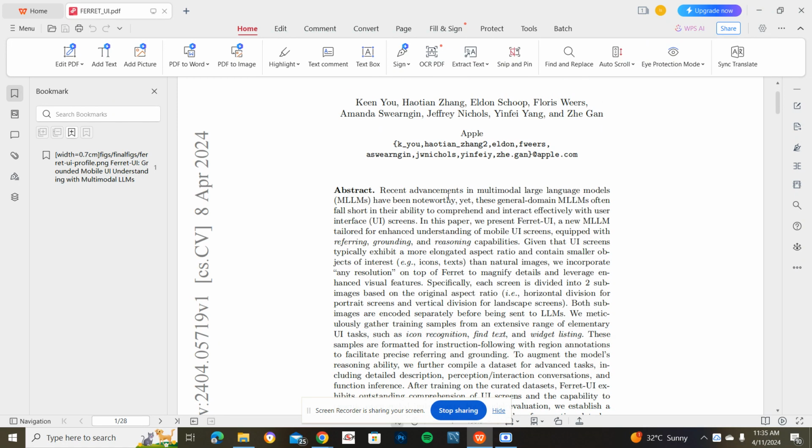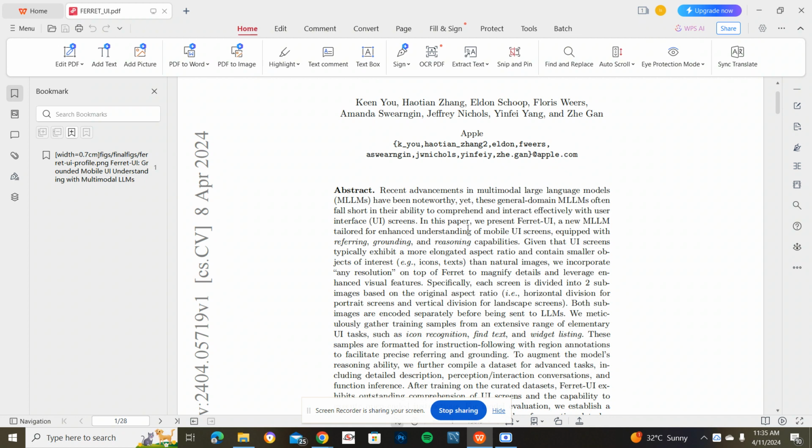Abstract: recent advancements in multimodal large language models have been noteworthy. Like the general domains may fall short in their ability to comprehend and interact effectively with user interface screens. There are a lot of MLLMs, but they may not understand how the user interactions are occurring relative to the screens, and they are not so much connected to the screens right now.